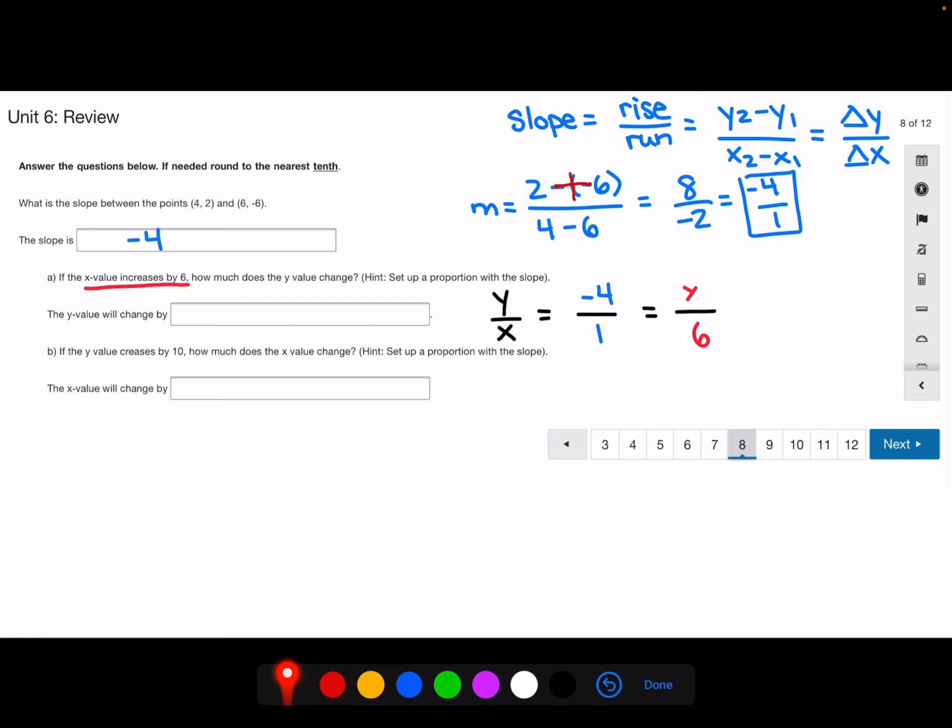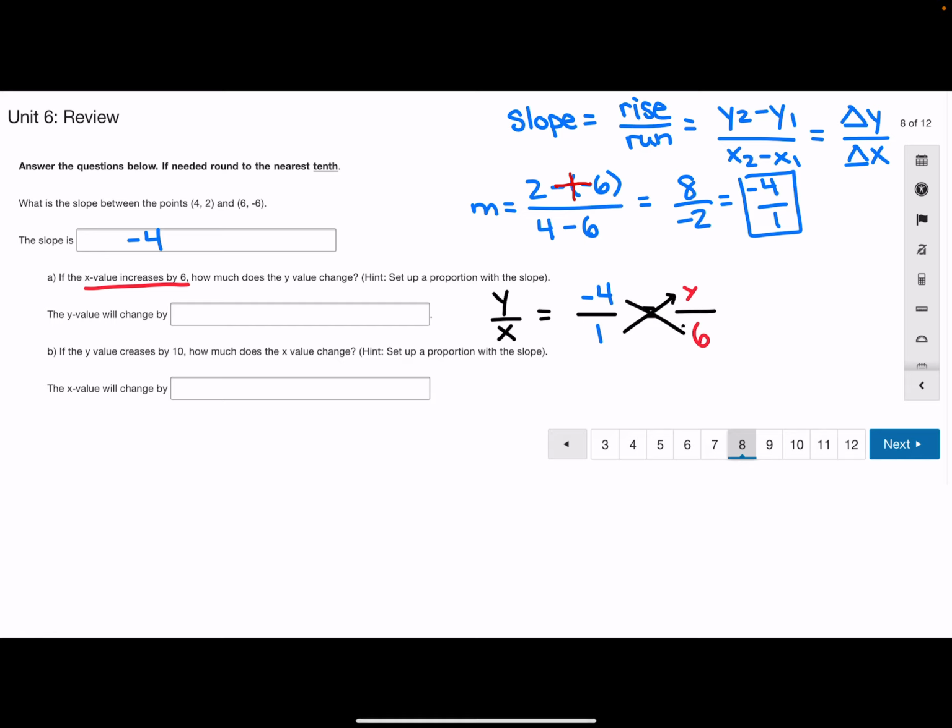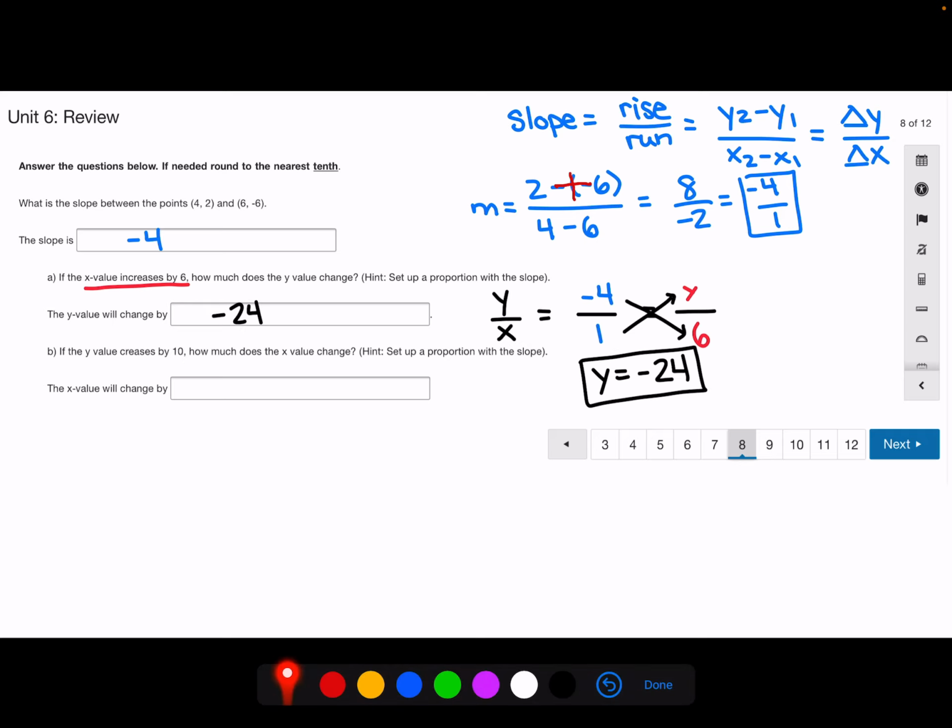From here, we can cross multiply and solve. 1 times y is, of course, y. Negative 4 times 6 is negative 24, so y equals negative 24, which means if x increases by 6 in the right direction, y will decrease by 24 in the downward direction.